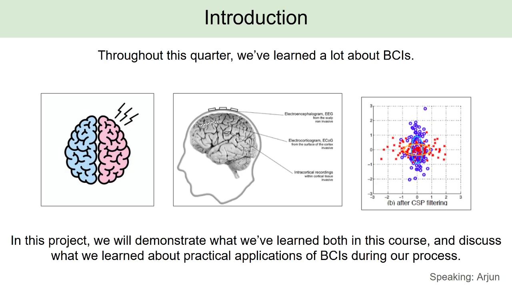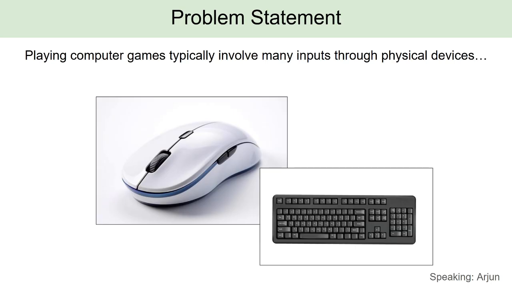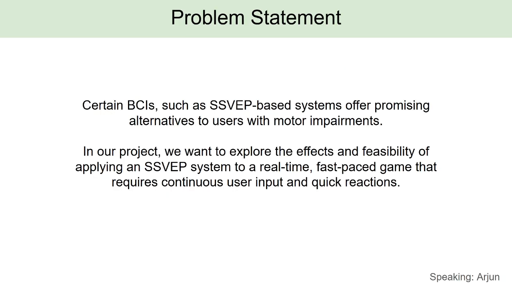So, we've learned a lot about brain-computer interfaces in this course, and our project aims to demonstrate some of the key concepts that we've attempted to put into practice. For some context, modern games require many physical inputs to play nowadays, such as mouse and keyboard. And for those who can't easily use these tools, many BCI systems have been explored as alternatives.